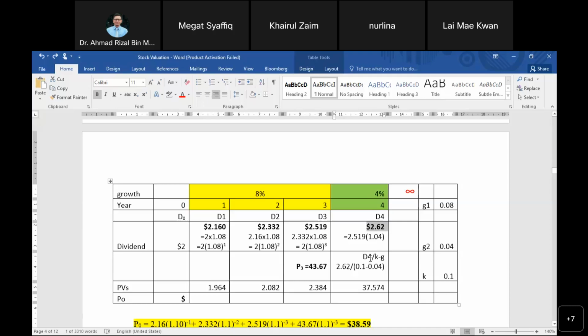So this D4 divided by K minus G, so 2.62 divided by 10% minus 0.04. Why 0.04? Because this is the constant growth rate starting in year 4. So 2.62 divided by 0.06, you will get 43.67. Let me check. 2.62 divided by 0.06. Yeah, 43.67. This 43.67 is actually P3, the price of the stock at the end of year 3. Remember, from time value of money, end of year 3 means the beginning of year 4. So that's why we put it here.